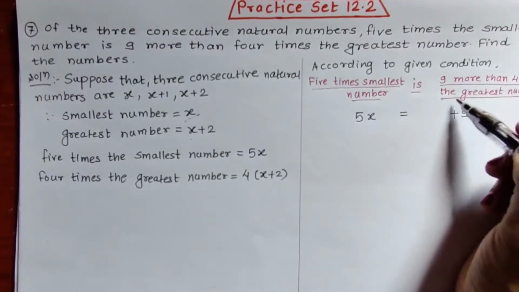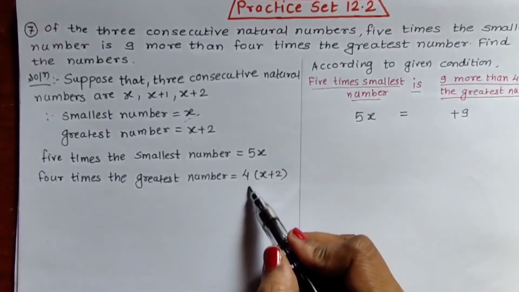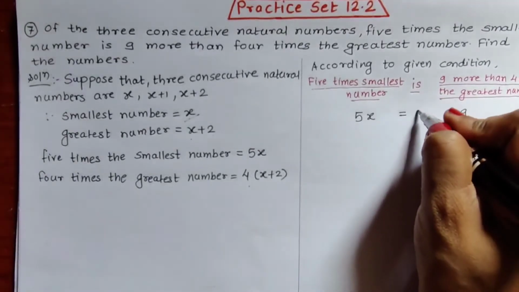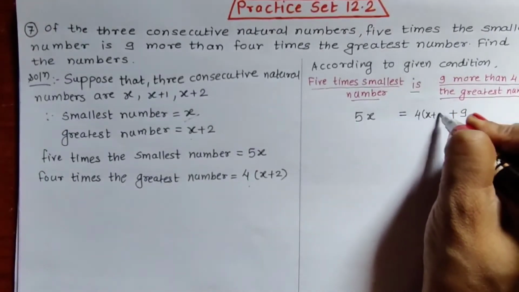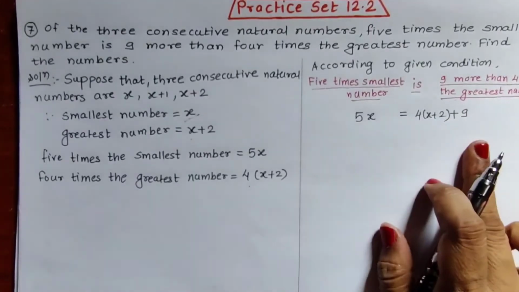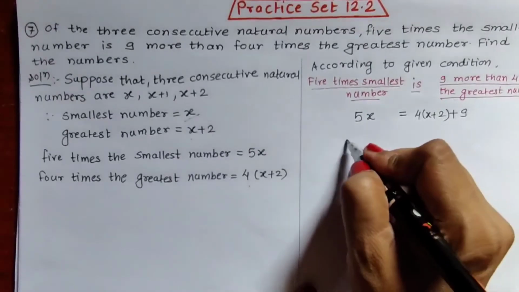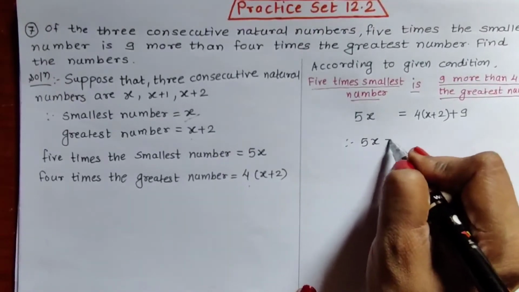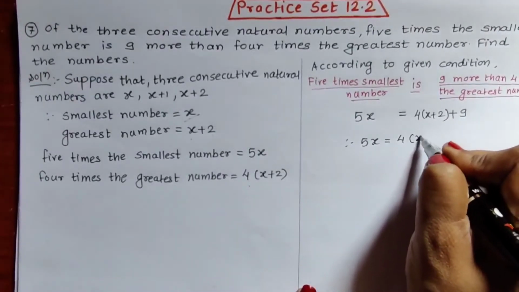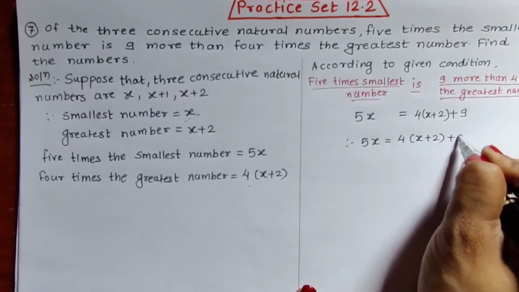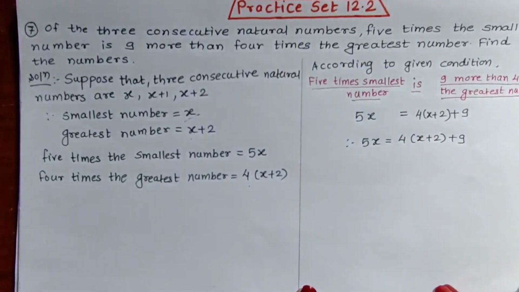9 more than 4 times the greatest number. What was 4 times the greatest number? It was 4 into x plus 2. So in this way we can form our equation. Our equation is formed in this way. 5x is equal to 4 into x plus 2 plus 9. From the given data we can form the equation like this.